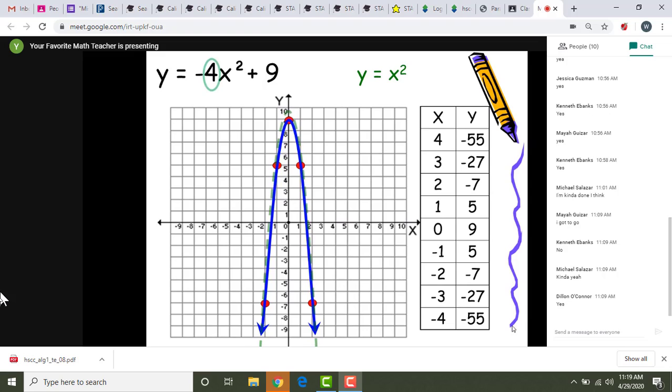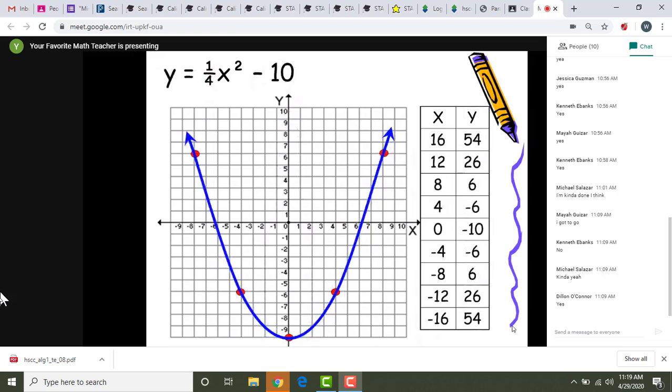Let's take a look at the other do now question. First, this is our parent graph, and the first thing I can see is that there's a vertical shift down. The -10 is telling me to shift it down. Then the 1/4 is what makes it wider. The 1/4 is making it wider. And that's what happens.